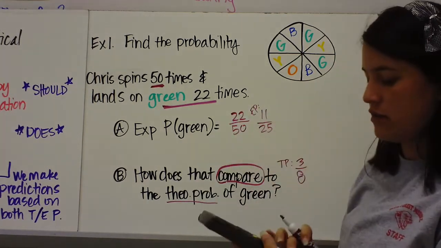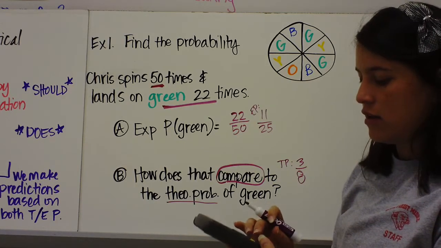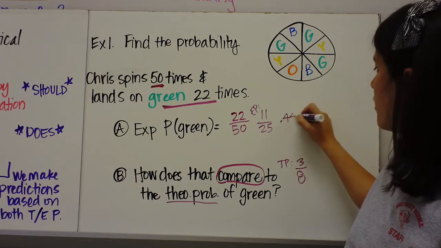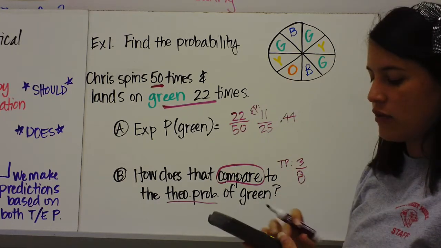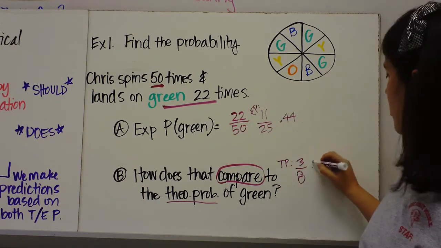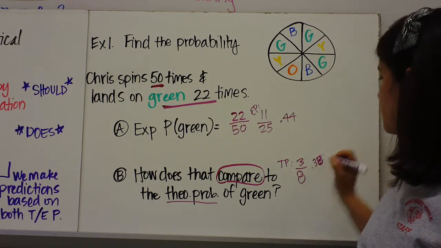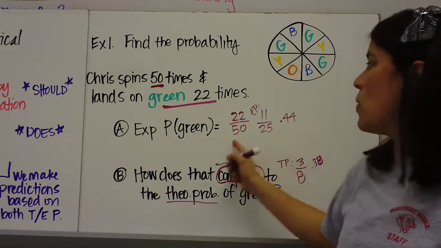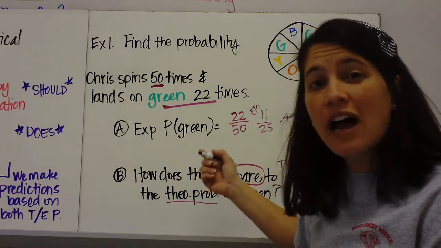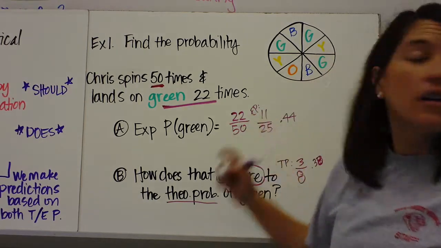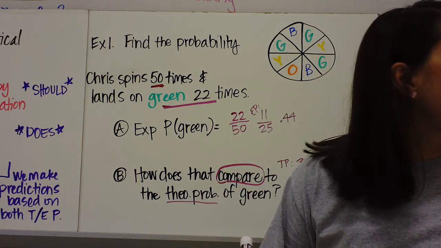So let's type in 11 divided by 25, and this is 0.44. Now let's type in 3 divided by 8. This is 0.37. Actually, 0.38. So the experimental probability is a little higher, but they're pretty close. Would you agree?